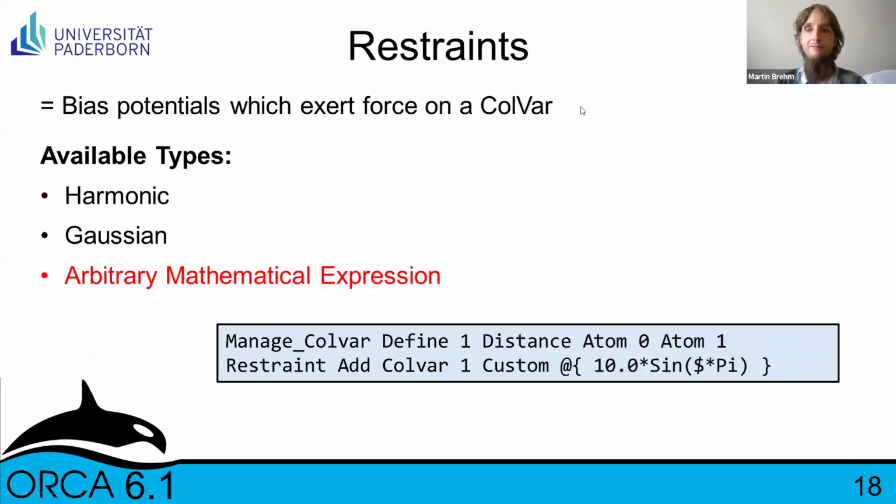A similar thing we also have for restraints. Until now, we have harmonic and Gaussian restraints, but you can now use arbitrary mathematical expressions to define your restraints. In this example, we define a distance collective variable, and then we add a restraint, which is a sine function of the distance. It is, of course, physical nonsense, because the potential energy of this restraint would go up and down, but you can do it by entering any expression here.